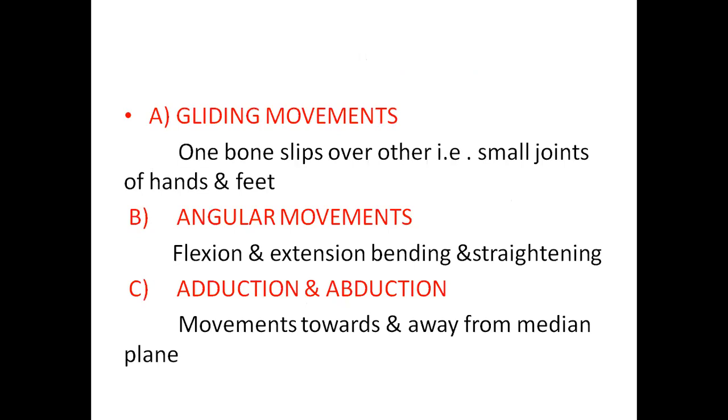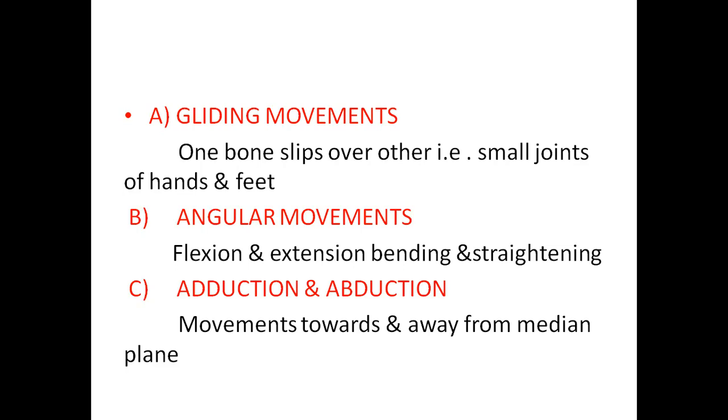In gliding movements, one bone slips over another. As we explained earlier, like movements in the intercarpal joints and intertarsal joints, the small joints of the hands and the feet, one bone slips over another. In angular movements, there is flexion and extension of the part, like bending and straightening. These are called the angular movements.